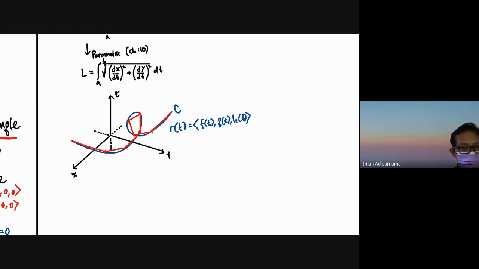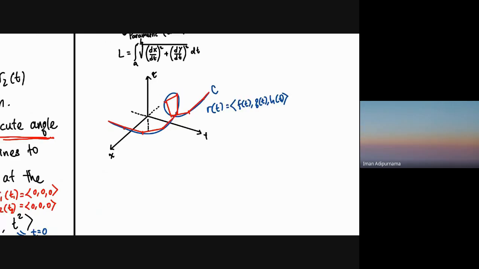Okay. So the length of a space curve is the limit of the length of inscribed polygons. What we did before, the same.